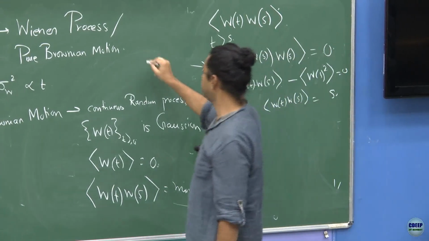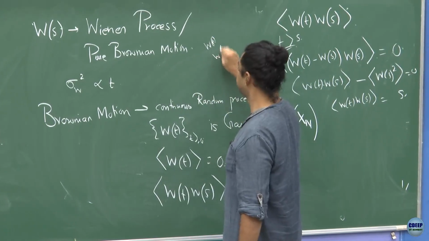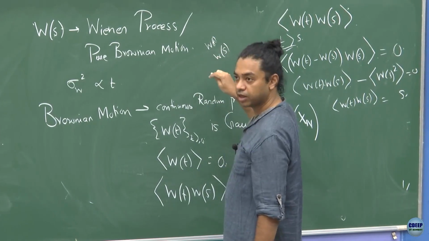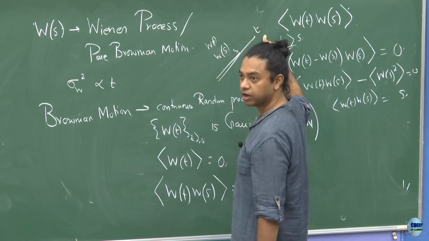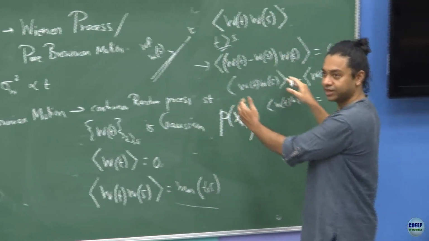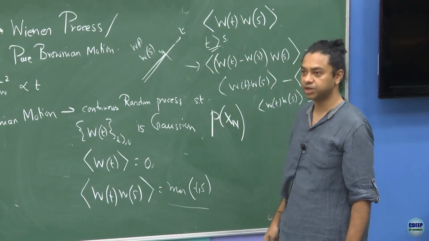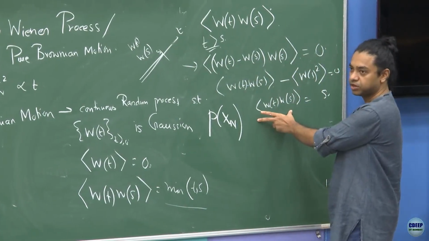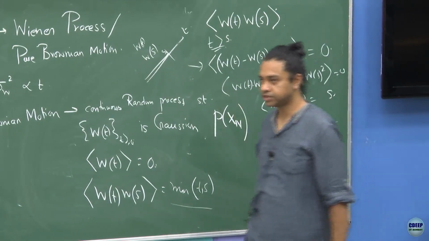Here, I have a Wiener process from 0 to t, and I have a Wiener process from 0 to s. So, 0 to s is one, 0 to t is another. So, there is an overlapping time period. That is what we are showing, that in this case the expectation value is the minimum of the two, whichever is the minimum. There is an overlapping time period, which is why that is the autocorrelation.